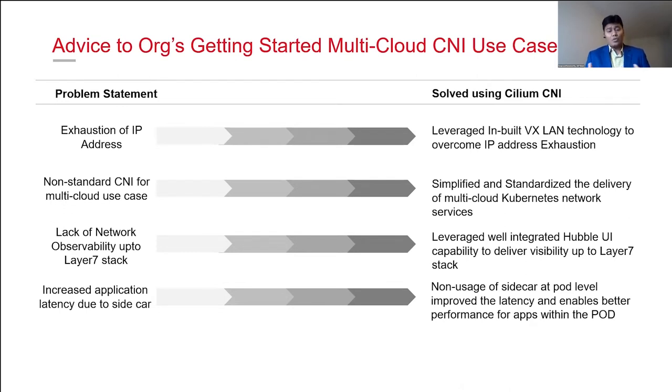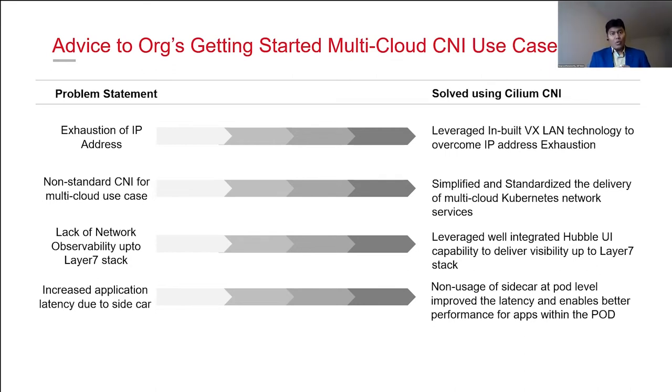The first and foremost problem statement: when we started with a single cloud provider and a single cloud native ecosystem, things were fine. When things started becoming multi-cloud, with so many applications moving into the cloud native ecosystem, it's a very common problem that IP exhaustion starts. When the problem occurred, we immediately said Cilium is a solution. It has an inbuilt VXLAN technology, and using that, we overcame the IP exhaustion issue.